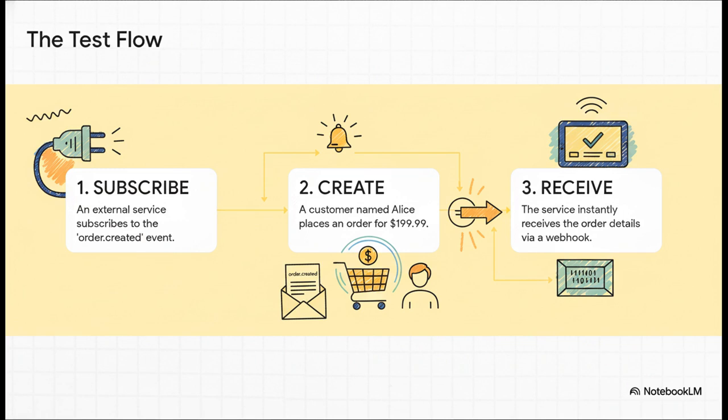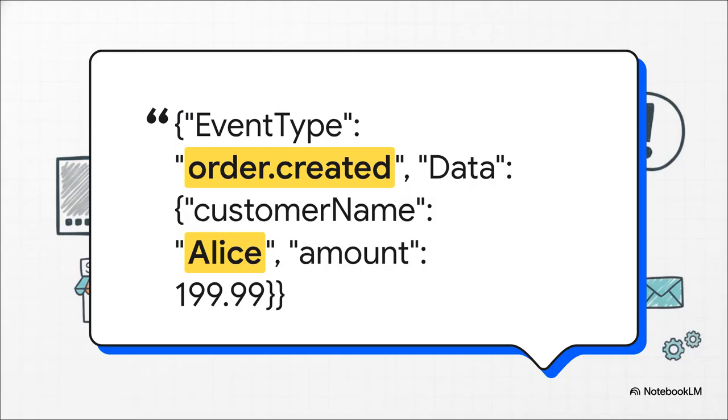Then, a little while later, a customer named Alice buys something for $199.99. The very moment her order is confirmed, our dispatcher kicks into gear. And boom, step 3, our shipping provider system instantly gets all the details about Alice's order. No waiting, no asking. And this right here is what they actually receive.